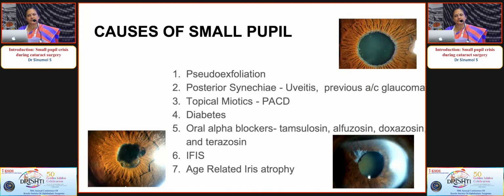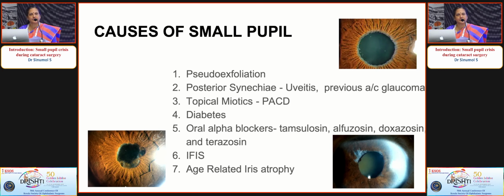The causes of small pupil we usually come across are pseudoexfoliation, posterior synechiae following uveitis, topical miotic therapy, diabetes, and the new villain, tamsulosin. That is an oral alpha blocker. Urologists use this for relaxing the bladder neck smooth muscle, but here we will get intraoperative floppy iris syndrome.